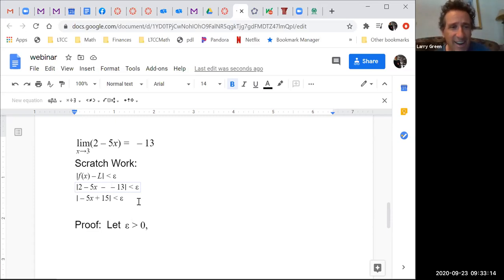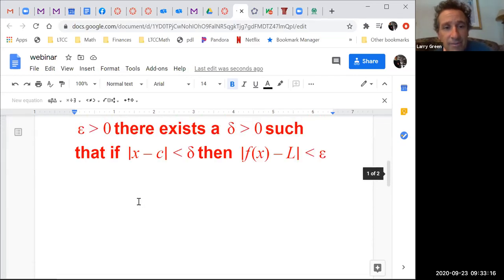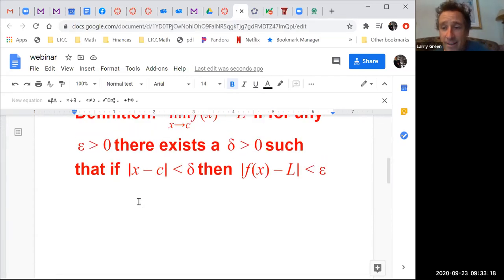Okay, so now I want to go back up to the definition. I need to find delta. Remember, it's like a game. Someone gave us the epsilon. Now we need to come up with how to find delta. So now we need to end up with x minus c less than something. Any questions on that?